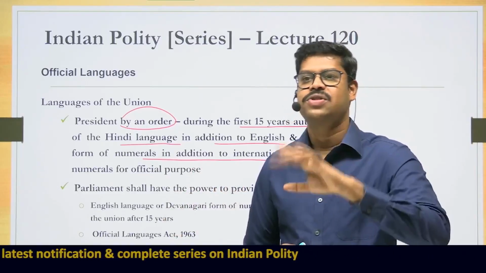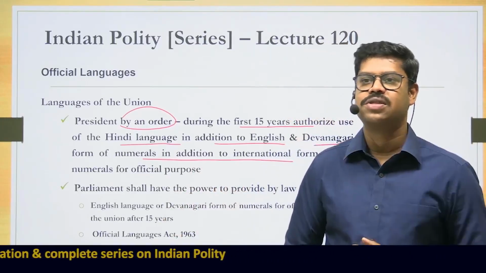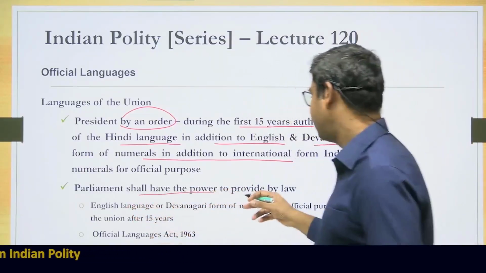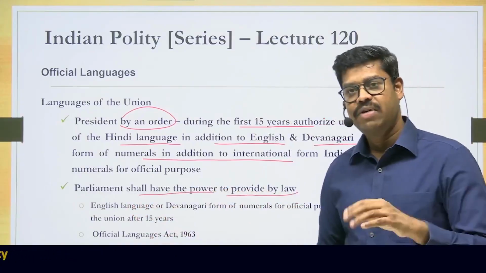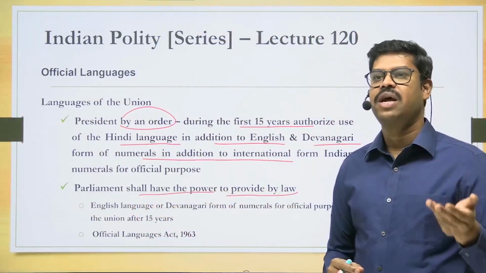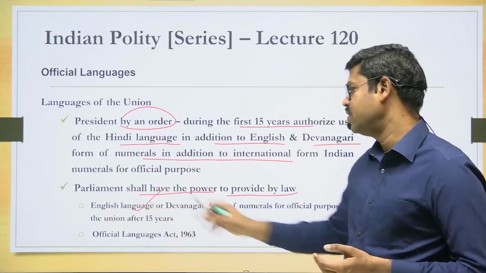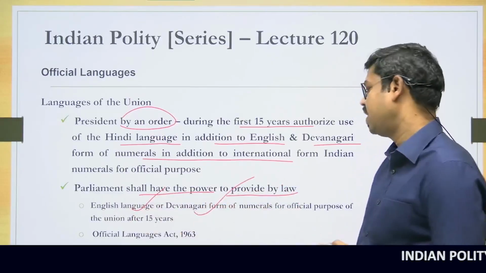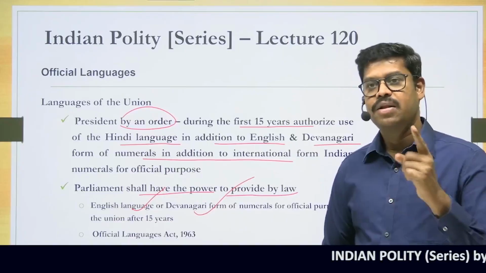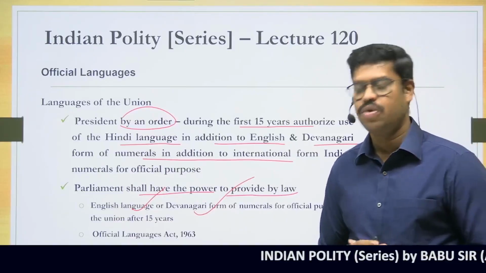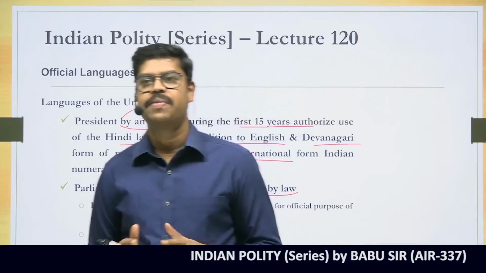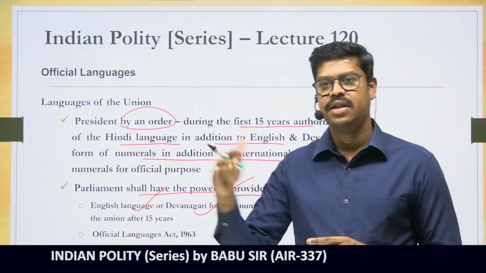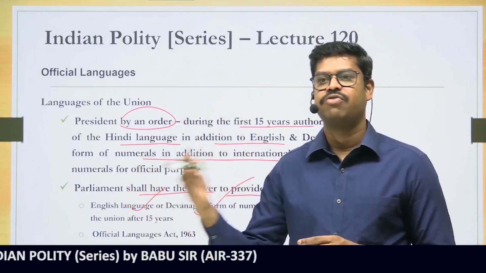But despite all those things, there is another catch. The constitution under Article 343 says that the parliament shall have the power to provide by law that even after the 15 years is over, the parliament shall have the power to allow for English language as an official language, or the Devanagari form of numerals to be part of the official languages even after the 15 years. But this is possible only if the parliament is making a law. If the parliament does not make a law, then what would be the official language of India after 15 years? It would be Hindi in Devanagari script and the international form of Indian numerals.